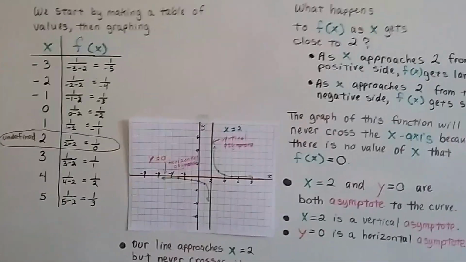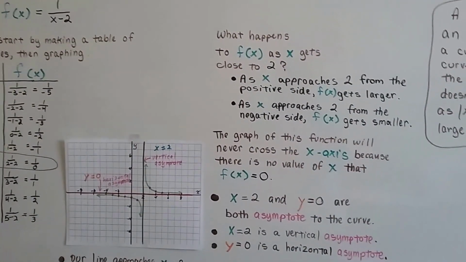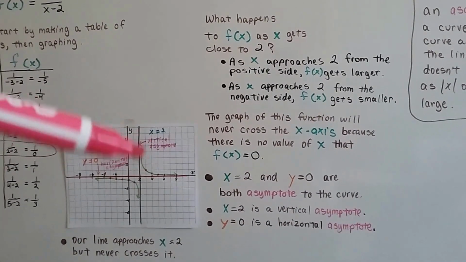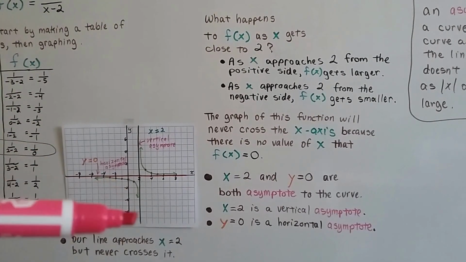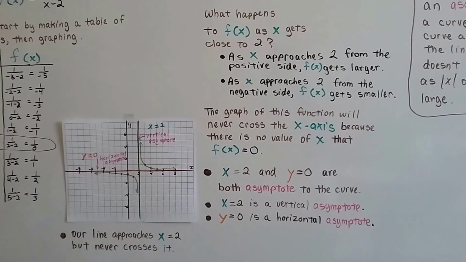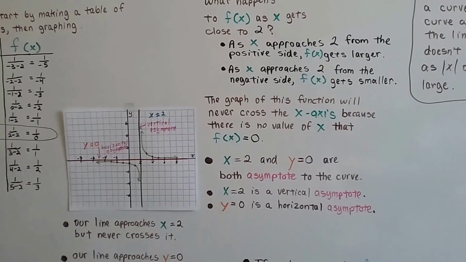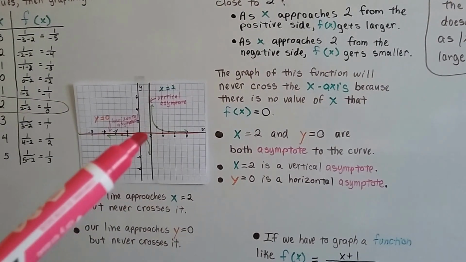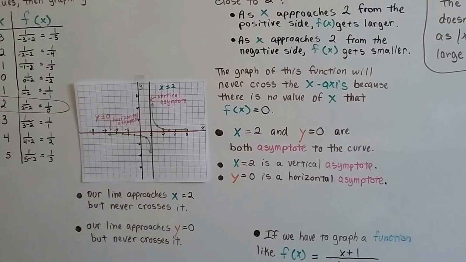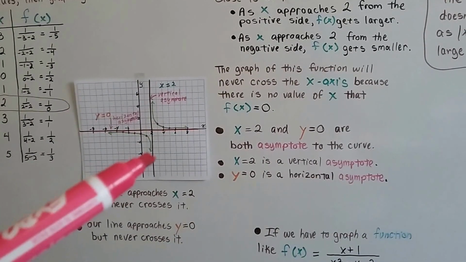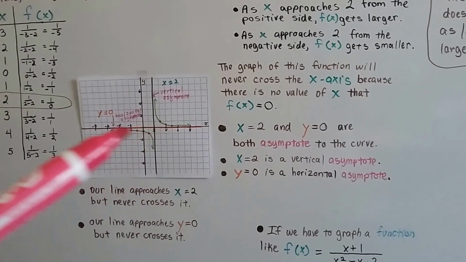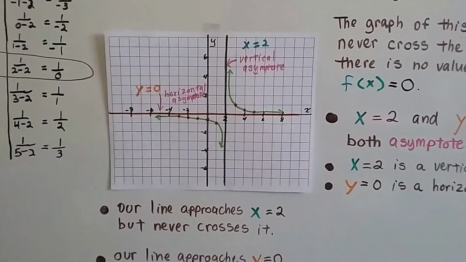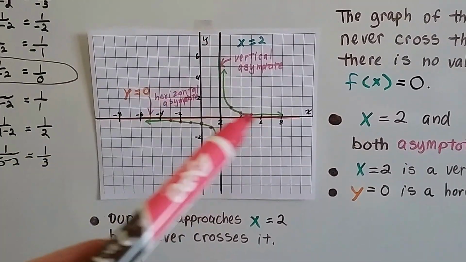So what happens to the function of x as x gets close to 2? Well, as x approaches 2 from the positive side, it gets larger. And as it approaches from the negative, it gets smaller. See? And the graph of this function will never cross the x-axis because there's no value of x for which the function of x equals 0. X equals 2 and y equals 0 are both asymptotes to the curve. X equals 2 is a vertical asymptote, and y equals 0 is the horizontal asymptote. See that? Never quite touches, see?